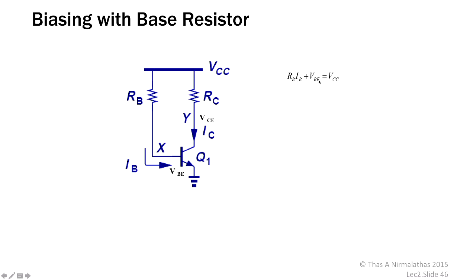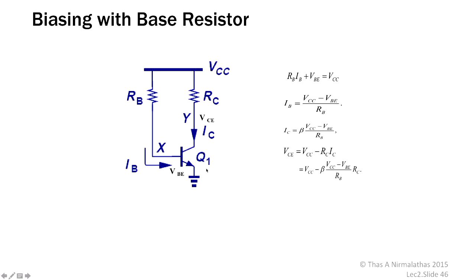IB RB plus VB equals VCC, which I already discussed. From that, you can get IB. And then IC equals beta times IB. Then VCE we can find out: VCE equals VCC minus IC RC, where RC is here and IC is this value, substituted here. But then in order to make sure that your transistor is in the forward bias region, you already have this RB here.